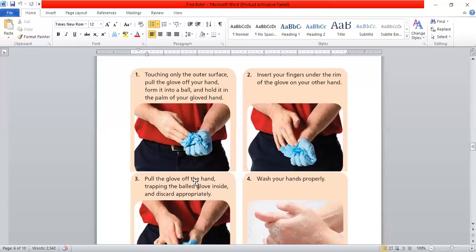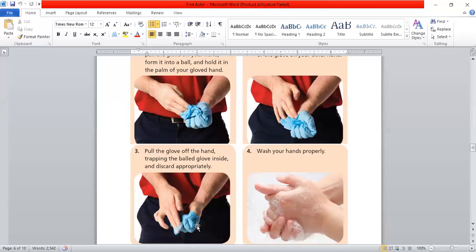Then on the third part, you pull the glove off the hand, trapping the old glove inside, and discard appropriately. So you're supposed to remove it in a way that you are still holding the first glove, and you form a ball with the other. So you remove them together, holding the other one inside this one. That way you are preventing contact with the soiled part of the glove. Then lastly, you wash your hands properly.